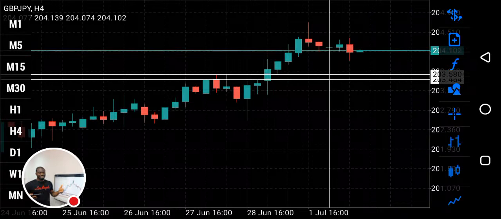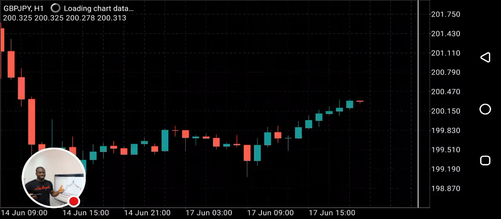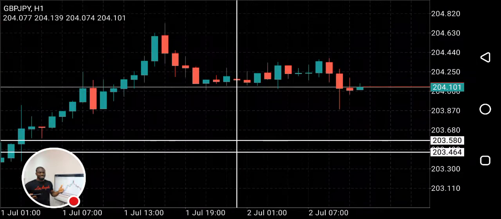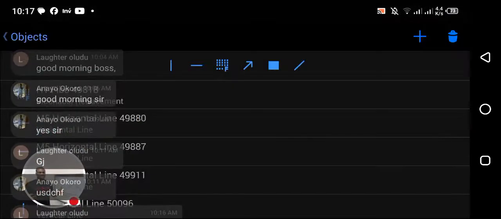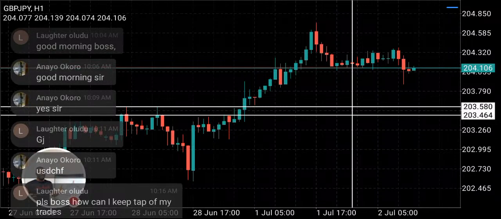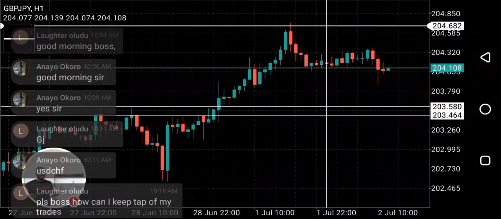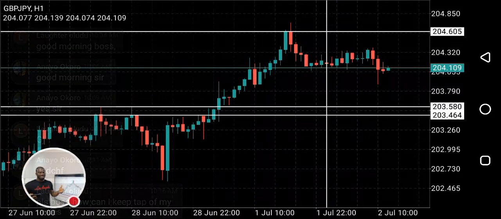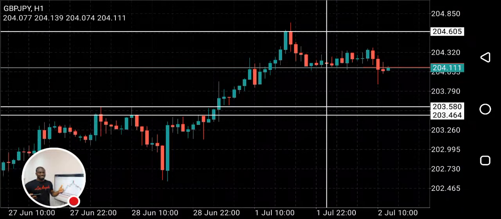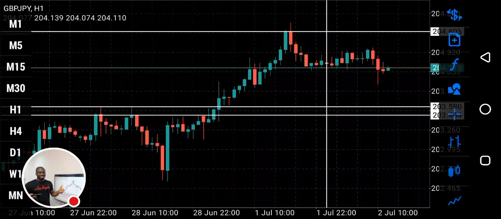If you are considering buying, let's see H1. I'm not seeing a buy setup here, but if you want to risk buying, you should wait for price to break this resistance. Okay, just know what you're doing. Know what you're doing in the market.